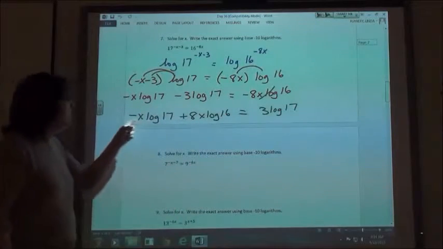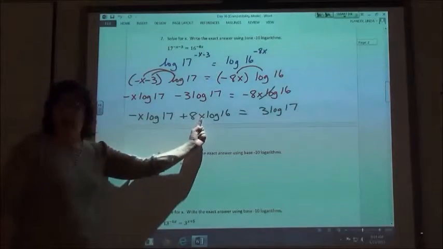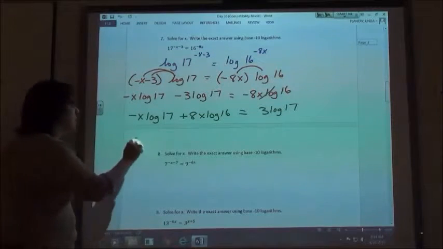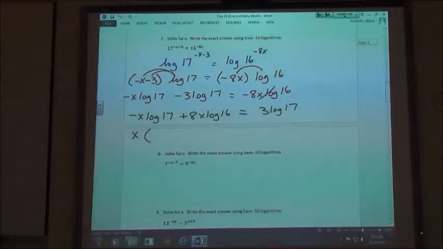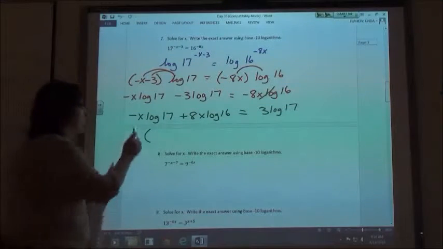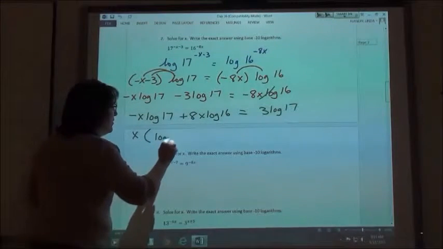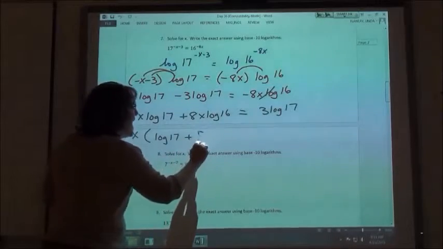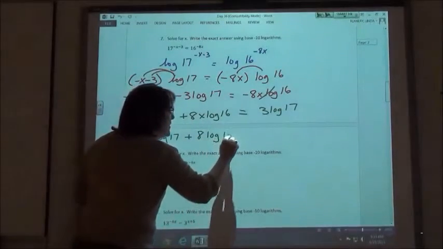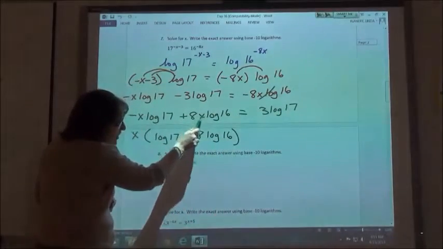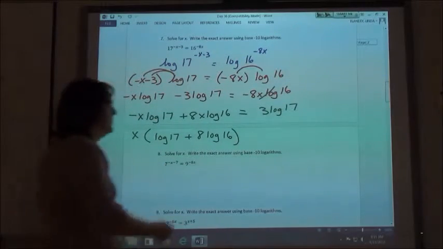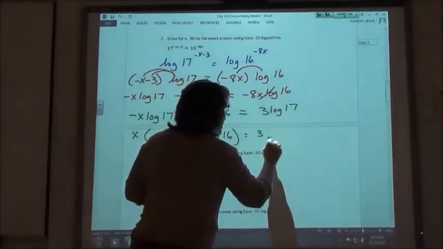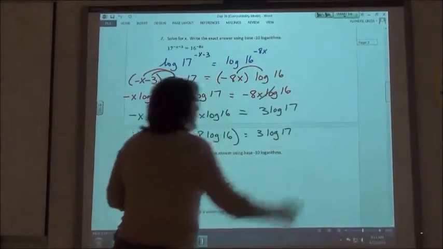Now what I'm going to do with this is take the x out of both of these terms. So the x is going to go in front. And I'm going to have x times the log of 17 plus 8 log of 16. Notice if I took that x out of there, I'd have 8 log of 16 equals my 3 log of 17.